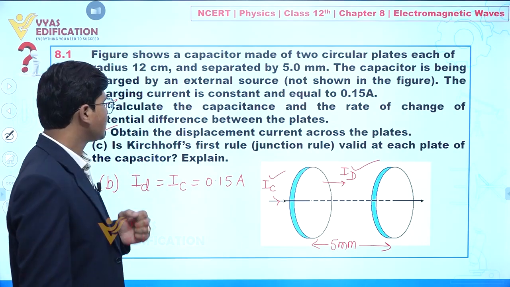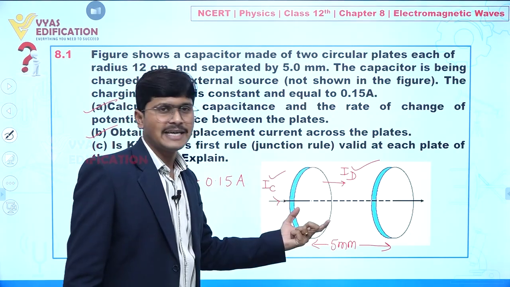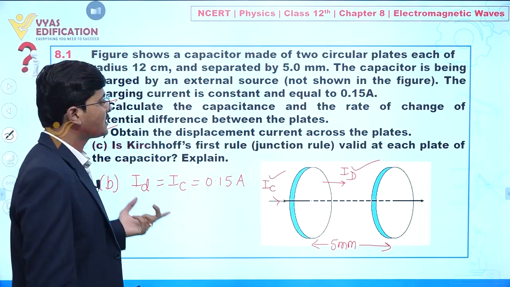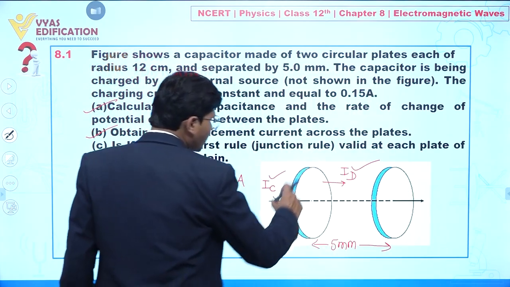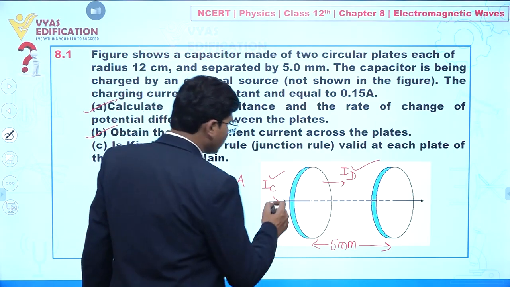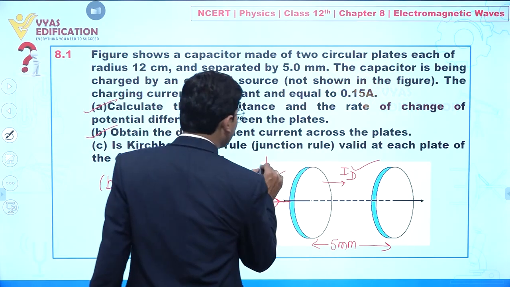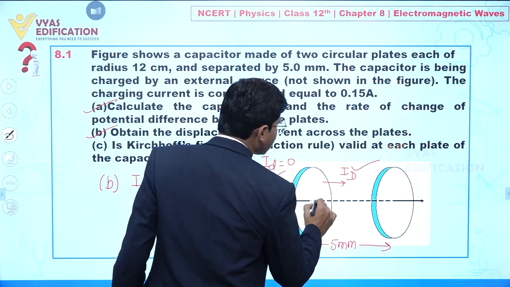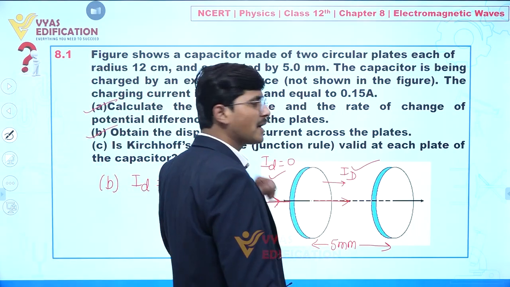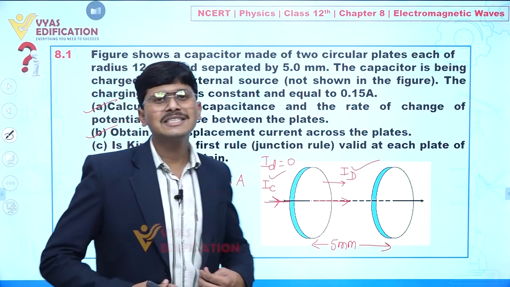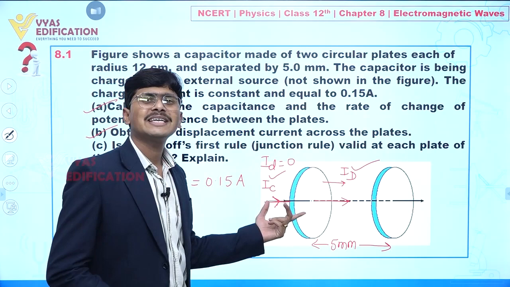Now we are going to discuss part number C. In part number C it is given, is Kirchhoff's first rule, or we can say junction law, valid at each plate of the capacitor, explain. Now listen carefully. Now you can see if we talk about this parallel plate capacitor, incoming current is equal to what? This is conduction current, clear, and here we are having displacement current 0, and what is outgoing current? Outgoing current we can say this is equal to ID, and ID is having same magnitude as IC. It means we can say incoming current is equal to outgoing current for this parallel plate, clear, or we can say IC equal to ID.